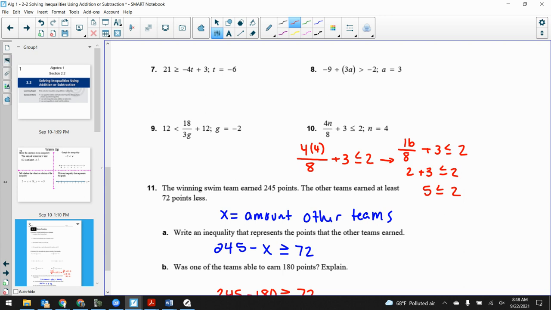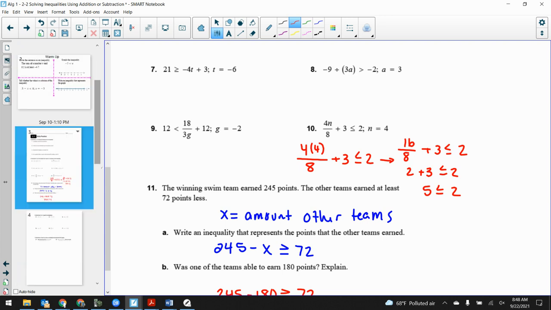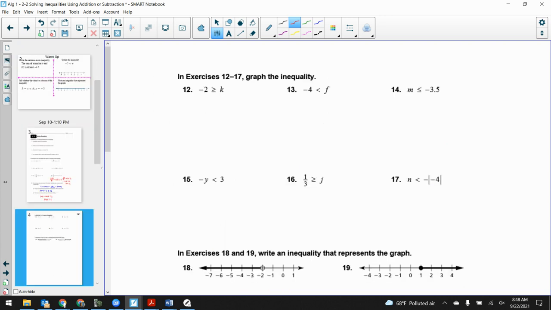Let's go over one of the problems where you had to flip the direction, because again, we didn't have one like that yesterday. Let's take, for example, number 13. Everybody look at number 13. Negative 4 is less than F. Is the variable on the correct side? No, the variable is on the incorrect side. F is on the wrong side. So I'm going to put F over on the left side and negative 4 on the right side.